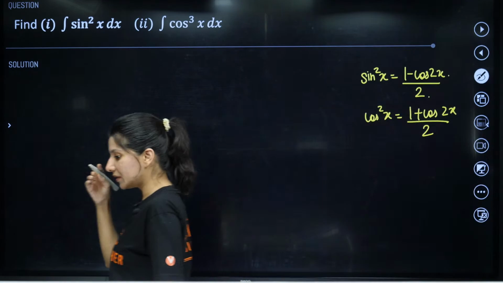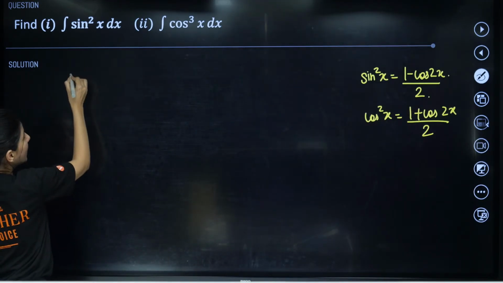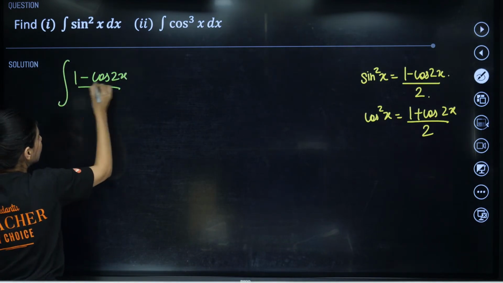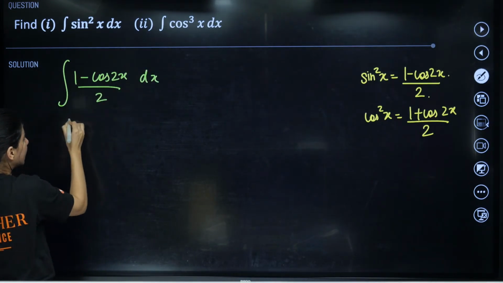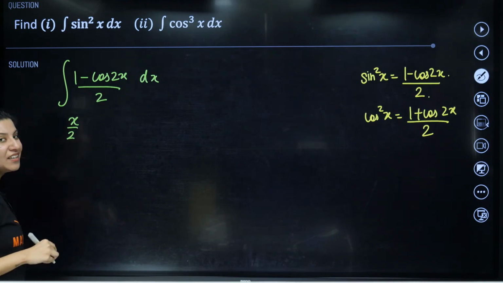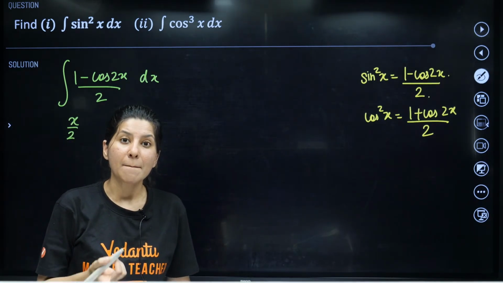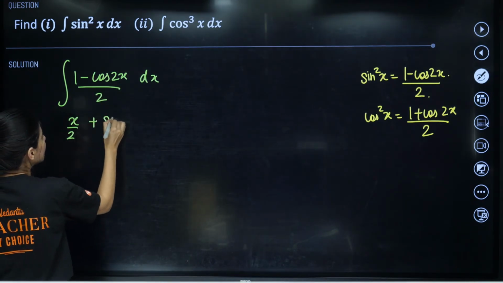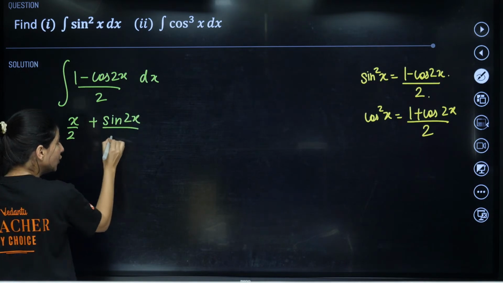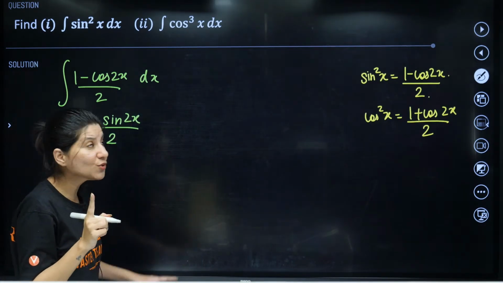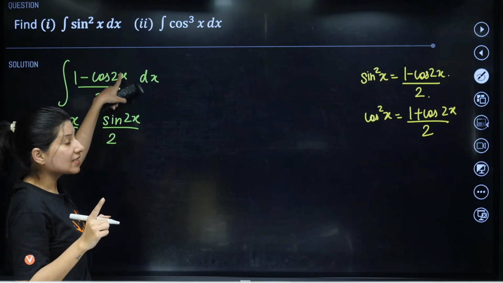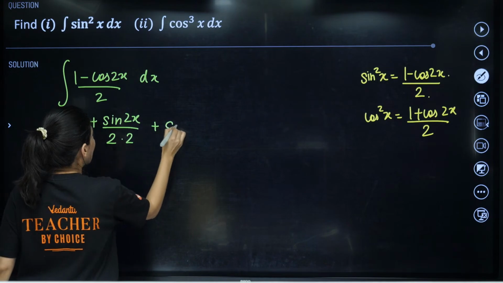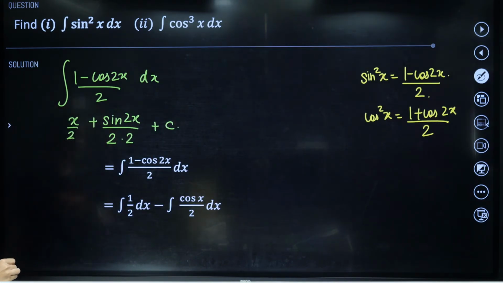Now you have to convert. Sin square x will be the integral of 1 minus cos 2x upon 2 dx. Now integrate. x upon 2. The integral of cos x is sin x, so the integral of cos 2x will be sin 2x upon 2. Please do not ignore this: you have to differentiate 2x over here, so one more 2 will be here, and that's about it. This is your final answer.